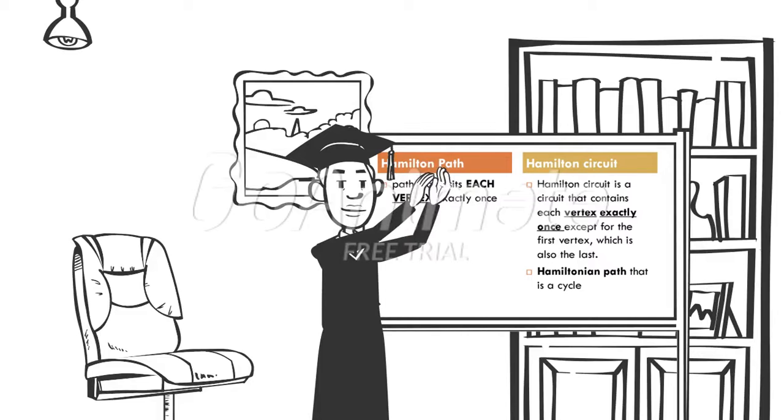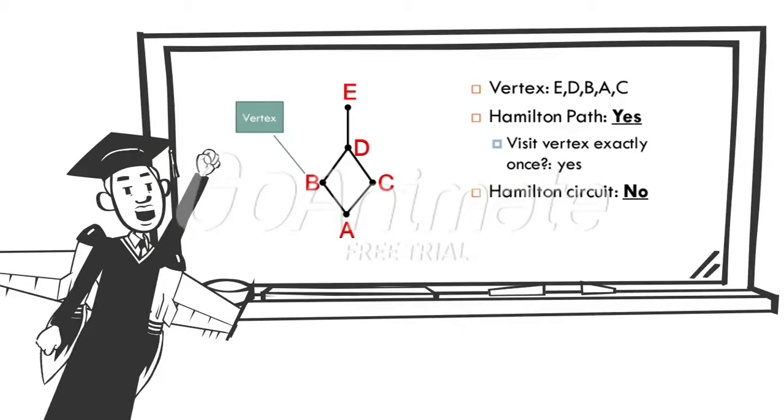Okay, moving on. So let's take a look at the example. Vertices given are E, D, B, and C. There's a Hamilton path because each vertex is visited exactly once, but no cycling because E did not end with E itself. This is only a simple example of it.